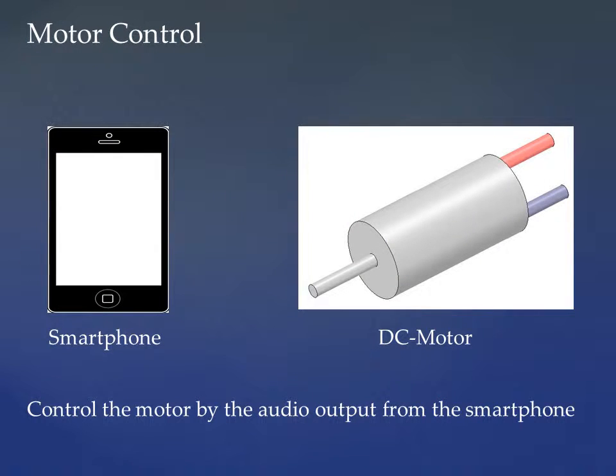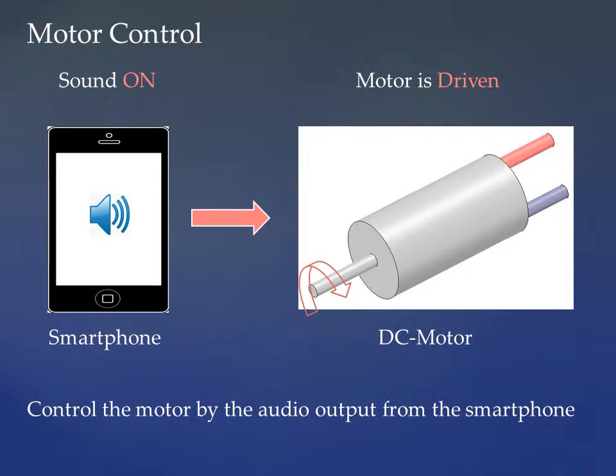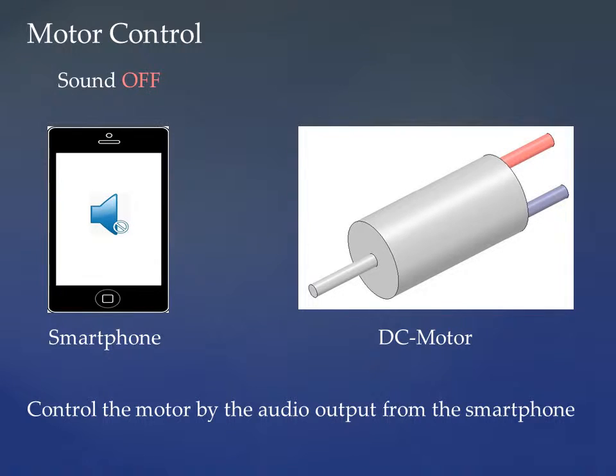We explain how the motor is controlled. The motor is controlled by the audio output from the smartphone. If the smartphone outputs the audio signal, the motor is driven. On the other hand, if the smartphone doesn't output the audio signal, the motor is stopped.